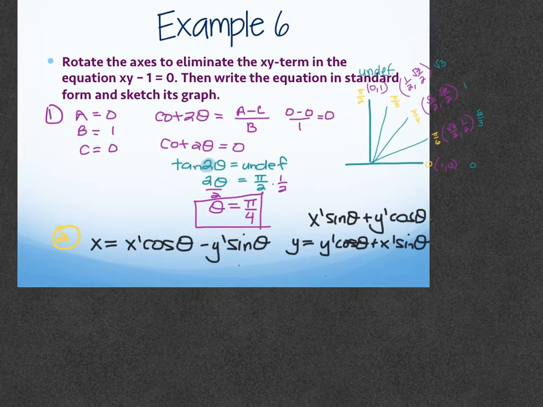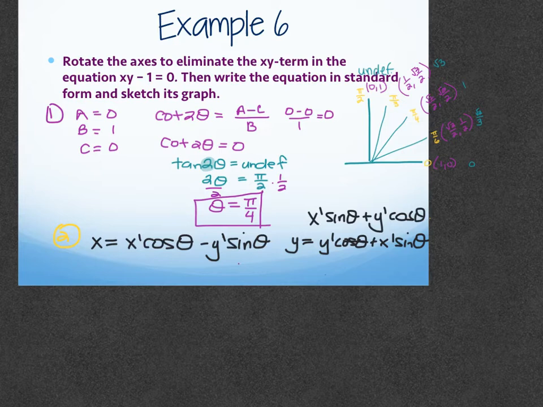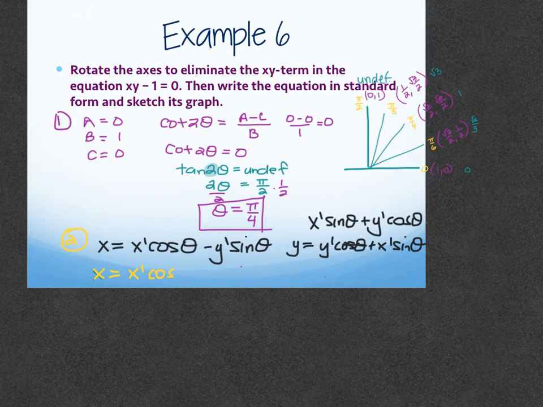All right, so now I know theta. That's what I'm going to plug in. So I'm going to say that x equals x prime times the cosine of pi over 4 minus y prime times the sine of pi over 4. And then y equals, let me do it, x prime times the sine of pi over 4 plus y prime times the cosine of pi over 4. Do you know the sine and cosine of pi over 4? Yes, it is what?